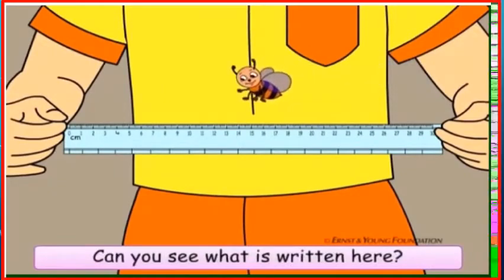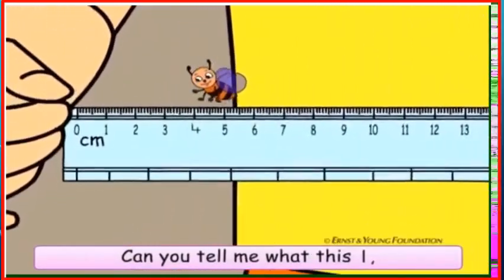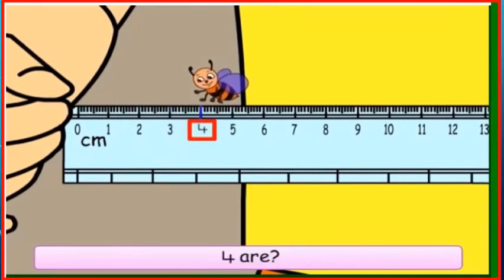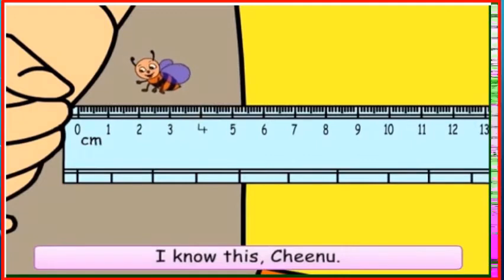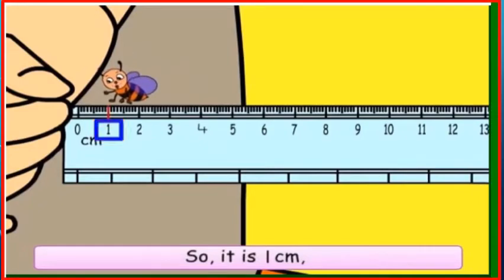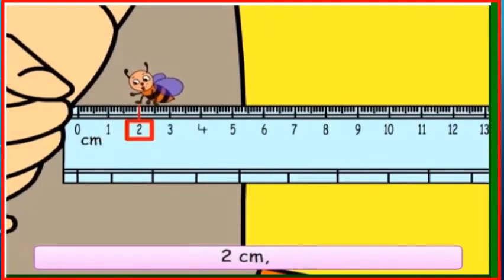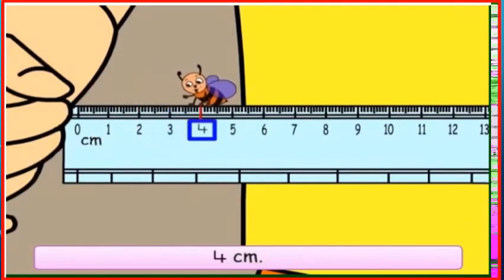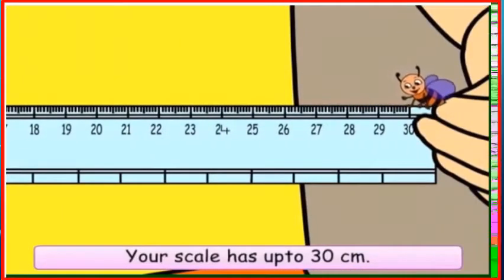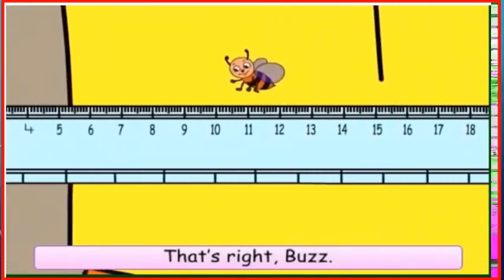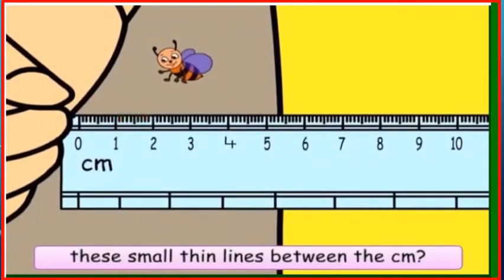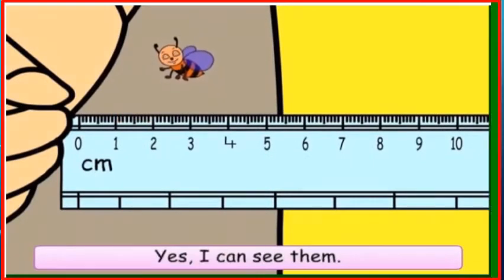Can you see what is written here? Can you tell me what this 1, 2, 3, 4 are? I know this, Chinu. These are centimeters. So it is 1 centimeter, 2 centimeters, 3 centimeters, 4 centimeters. Your scale has up to 30 centimeters. That's right, Buzz. But can you see these small thin lines between the centimeters? Yes, I can see them.